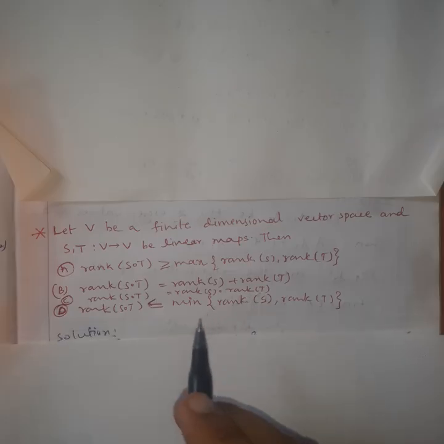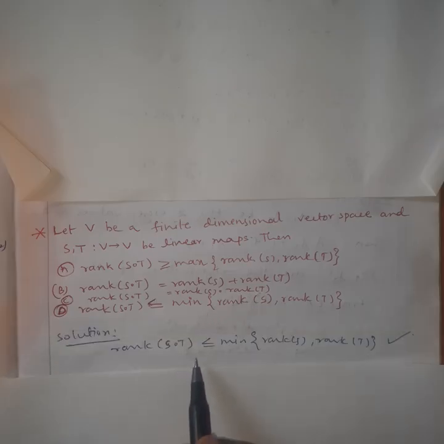Okay, here we have the result: rank of S composition T is less than or equal to minimum of rank of S, rank of T. So option D is the correct one.